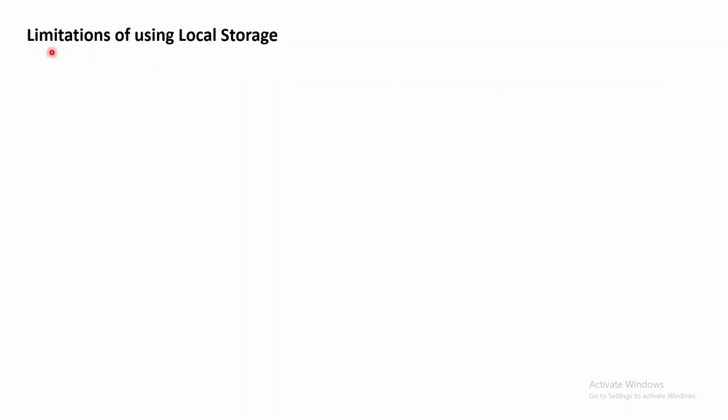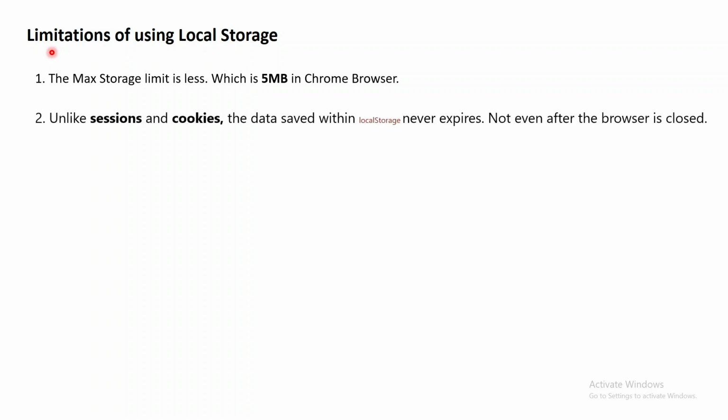So now coming up to the limitations of using the local storage. The first limitation is the storage limit. Some browsers provide different storage limits for the local storage. When it comes to Chrome, it provides you 5 MB of local storage limit. And the second thing related to this, unlike cookies and session, the data never gets expired. I have displayed this in the previous section also. So even though you close the browser, it won't be removed.